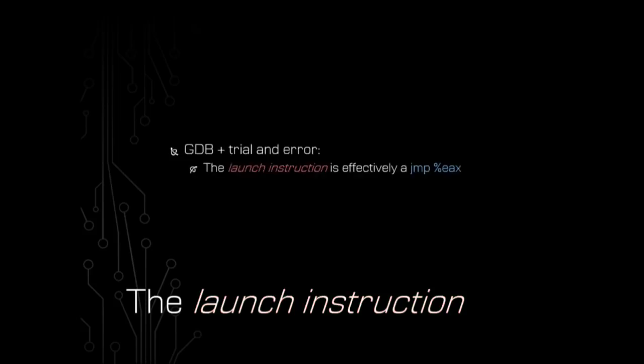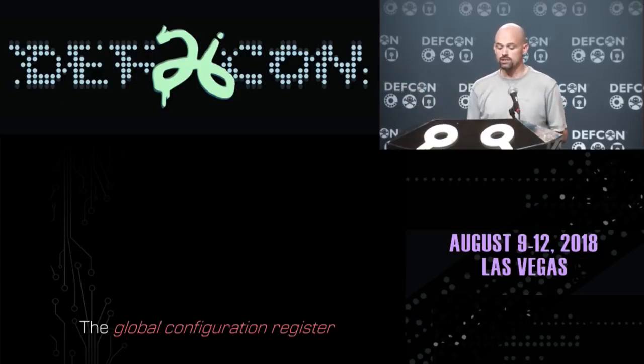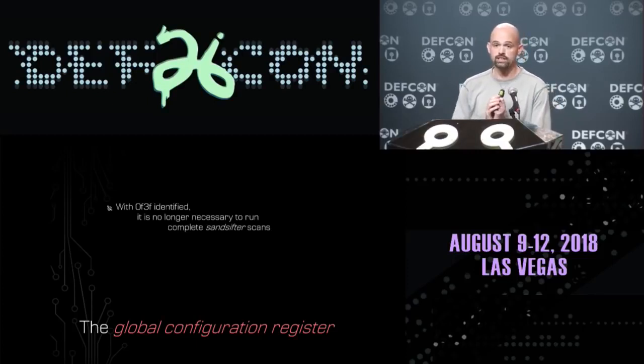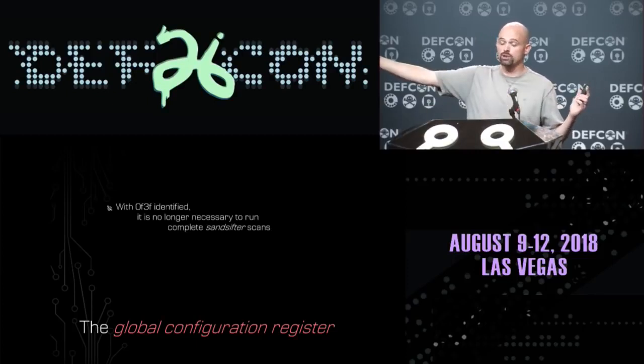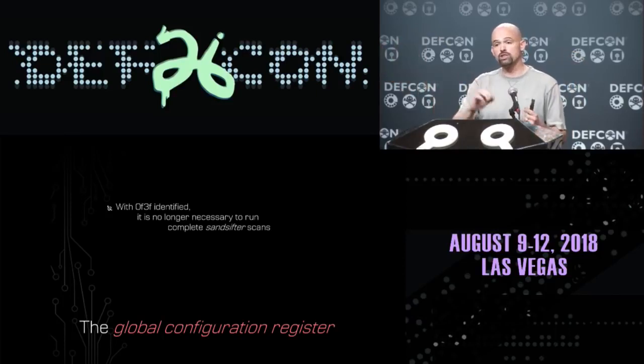So this must be the launch instruction that the patents are talking about, the new instruction that got activated by these MSR bits. So through GDB and some trial and error, I was able to figure out that the launch instruction is basically a jump EAX instruction. So from that, we can figure out what the global configuration register is. Now, I activated all of these possible MSR bits in order to find the launch instruction. Now I'm curious which bit was really responsible for activating that launch instruction.